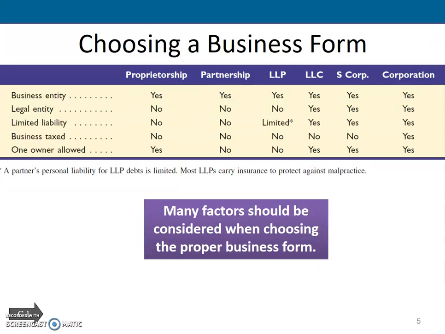if the business entity is separate, if it's its own legal entity, if there is a limited liability, how the business is taxed. So if you look at that one, for example, we can see that only corporations are taxed as a business. All the other ones are taxed individually. And then whether it's just one owner or if it's multiple owners or if you can only have one. So that's just a kind of brief view of that one.